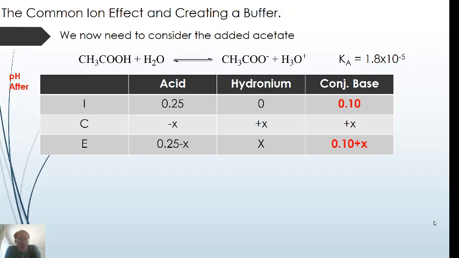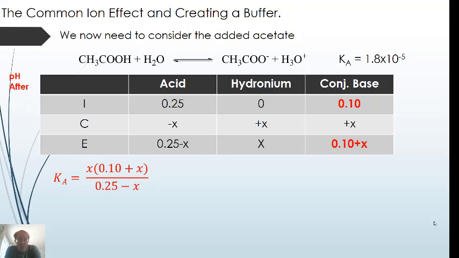This time when I set up my ice table, everything's the same except for the conjugate base, because now my initial value for conjugate base isn't 0, it's 0.10. And that just changes the initial value and the equilibrium value is now 0.10 plus x. That's all that's different and that's all that's new. Otherwise, this is still a hydrolysis problem. So we're going to solve it and approach it the exact same way. Set up my K value. Ka is now x times 0.10 plus x divided by 0.25 minus x.